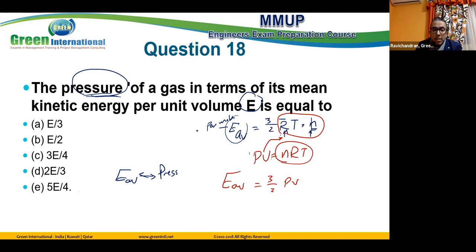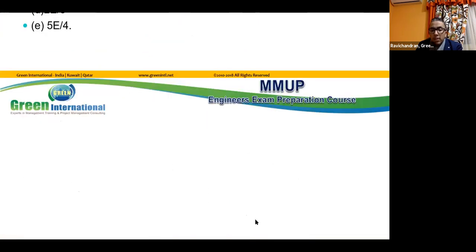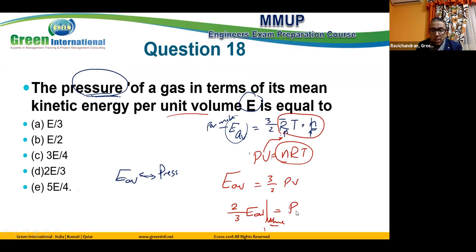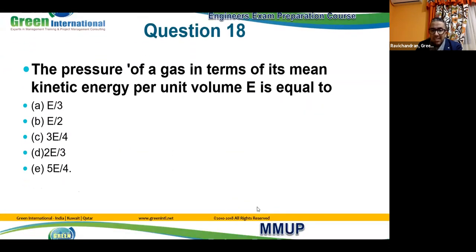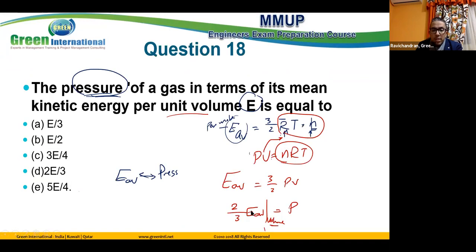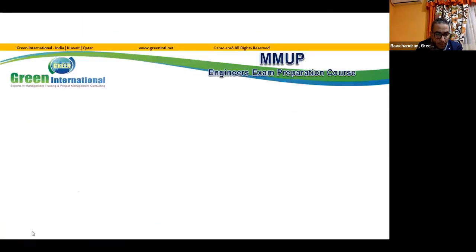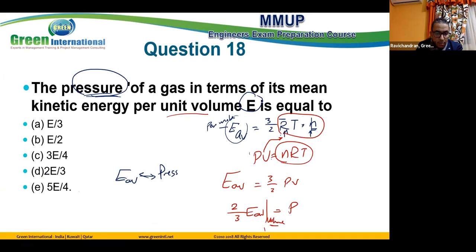What he needs is pressure as a function of E. So the pressure is equal to 2/3 E average per volume. Actually, what he needs is the average kinetic energy per unit volume, so consider volume as 1. So the final is P equal to 2/3 average kinetic energy.